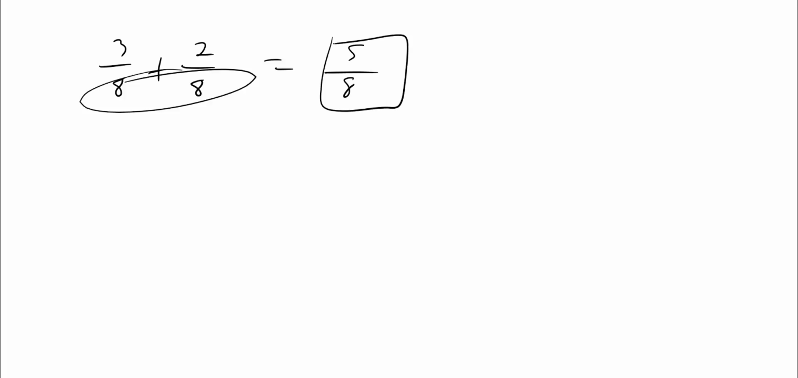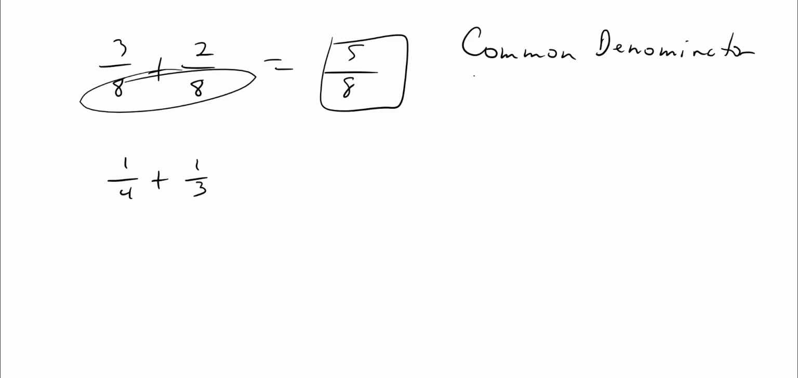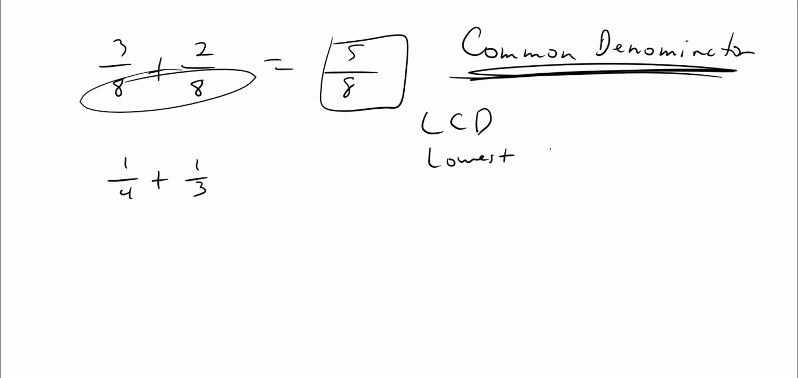Pretty easy. Okay, so now what we're going to have is a problem where I have like 1/4 plus 1/3. And you might remember from back in the day when you first learned how to add and subtract fractions, you need a common denominator. Okay, so this is really important. You need a common denominator, and we don't have one right now. So what we need to do is find our LCD, which is the lowest or least common denominator.